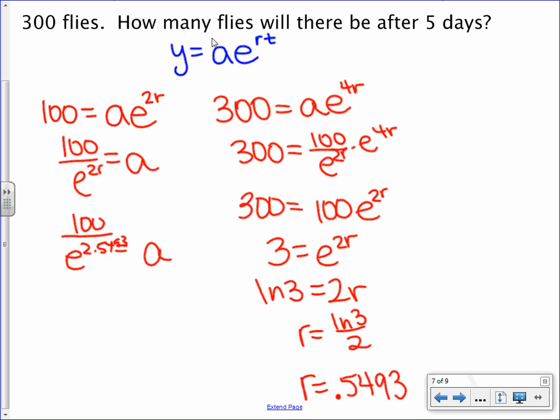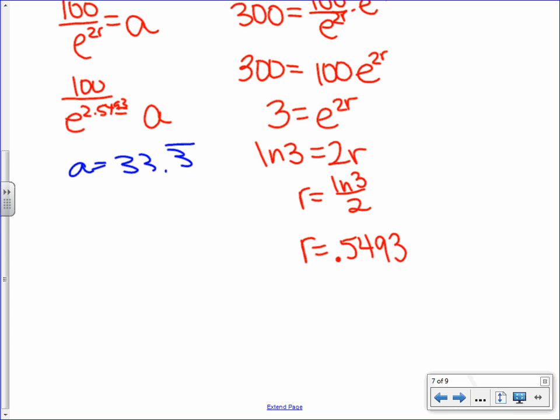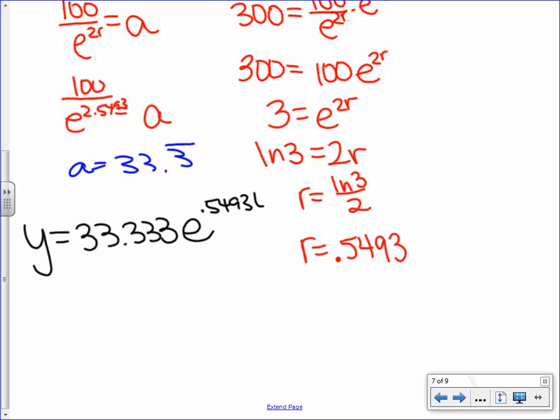Okay, so our initial amount is 33.3 repeating, correct? How do you have a third of a fly? Exactly, right? So with real data, are our numbers always going to be nice? No. No, okay? Mine's not working. So this is our model.